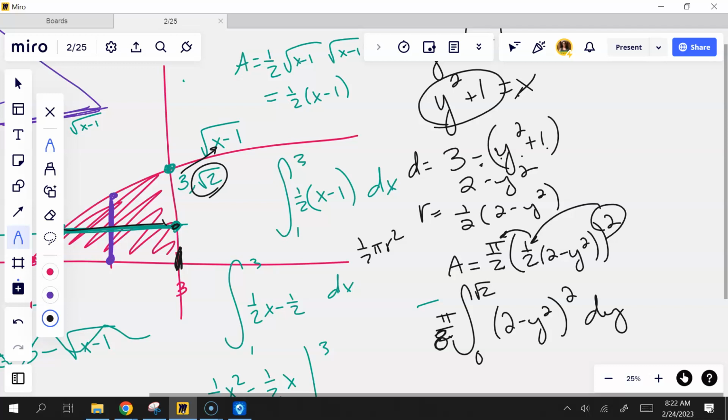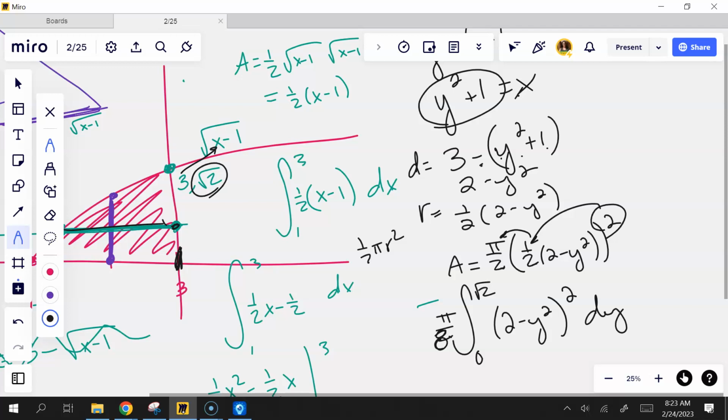So then pi over 8 times the integral from 0. 1.1847, yeah. I felt pretty confident about that one, but then you never know. Just never know.